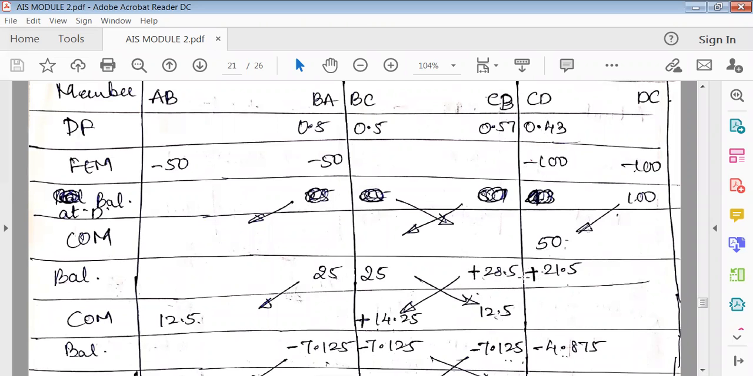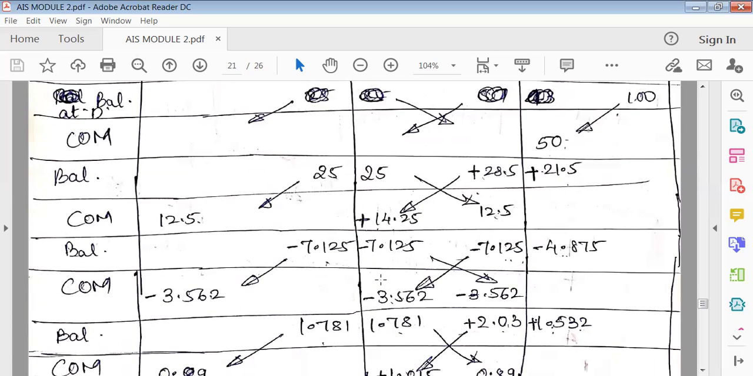Okay, so write this. Similarly, come to joint B now. In joint B, check the fixed end moments here. It is minus 50. Again, change the sign, so it is plus 50. So into 0.5 and into 0.5. It's plus 25, 25.